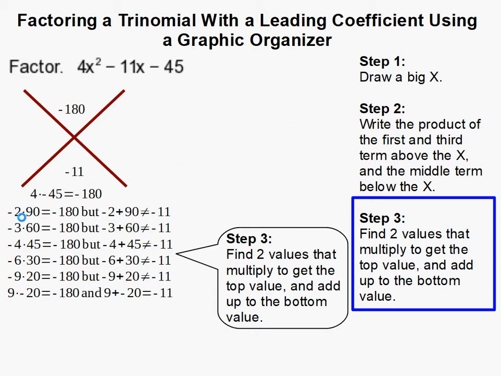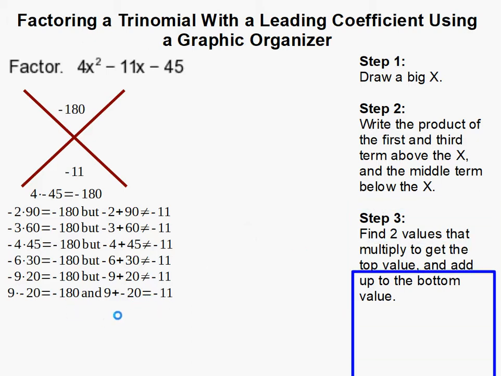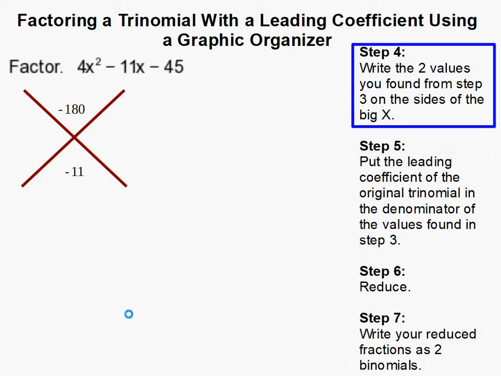Okay, so I started with 2 again. 2 times 90, that's not negative 11 though. 3 and so on. As I get better, got up to here. 9 times 20, but negative 9 plus 20 is positive 11. So then all I had to do again was switch the signs. And 9 plus negative 20 is negative 11. So I got my two numbers now: 9 and negative 20. Then I go back to my big X and write them, 9 and negative 20.